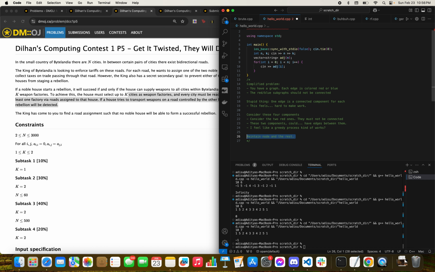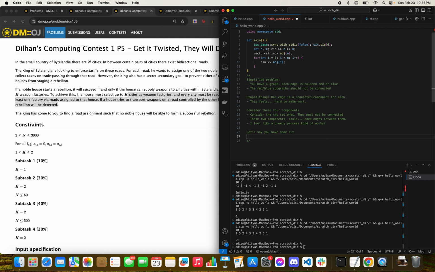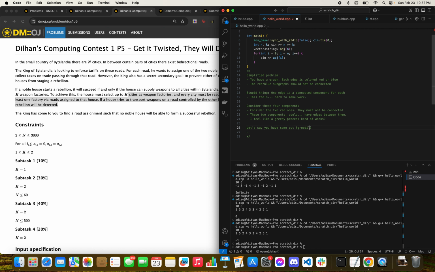Yeah, my intuition is that it's hard for it to be possible. I mean, it's quite easy to come up with cases where it is possible, but I don't know. Well, I like a greedy process, right? Let's think about that. So, let's say you have some cut, right? When is the cut a connected component?